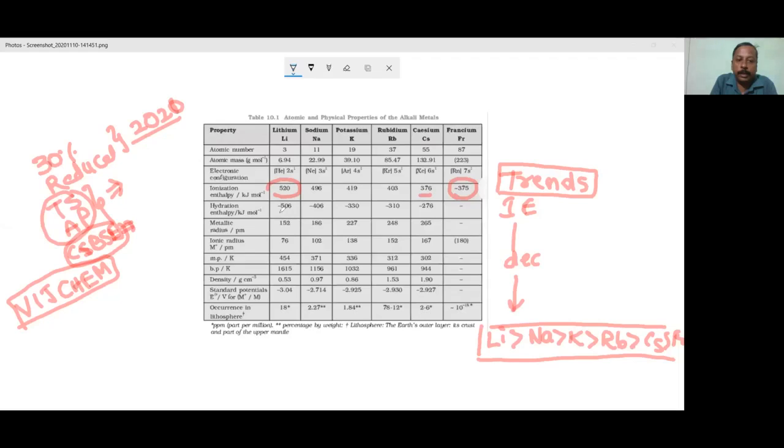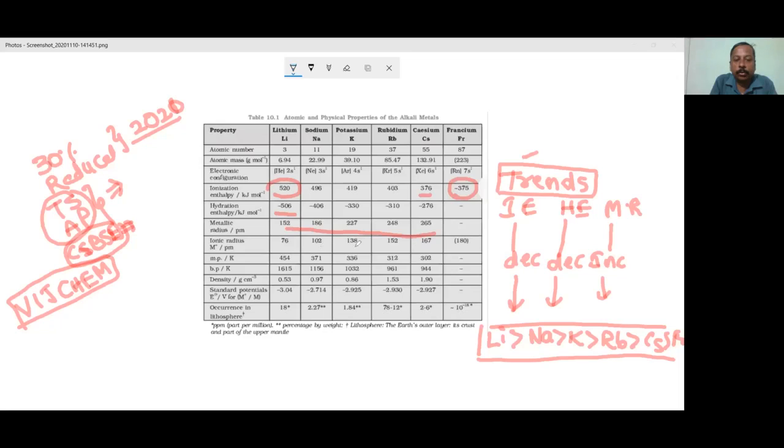Then hydration enthalpy, minus 506. So there is a decrease. Actually, for hydration energy you can write a short note: hydration energy decreases due to increase in size. Is there any anomaly here? No anomaly. Then metallic radius, 150 to 186, 227. See, is it increasing or decreasing? It is increasing: 150 to 186, 186 to 227, 248 and 265. So as a shortcut, I will write that metallic radius will increase. This is called short notes or trends. Then ionic radius also has the same trend.